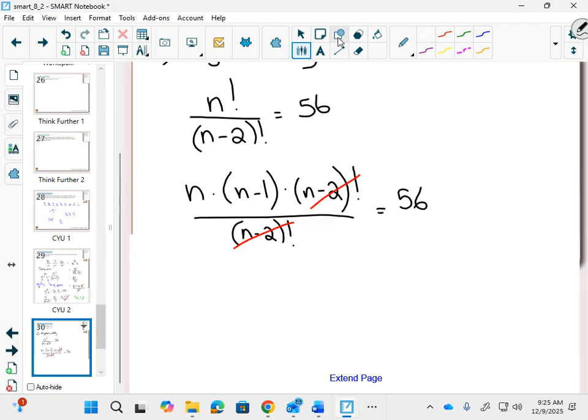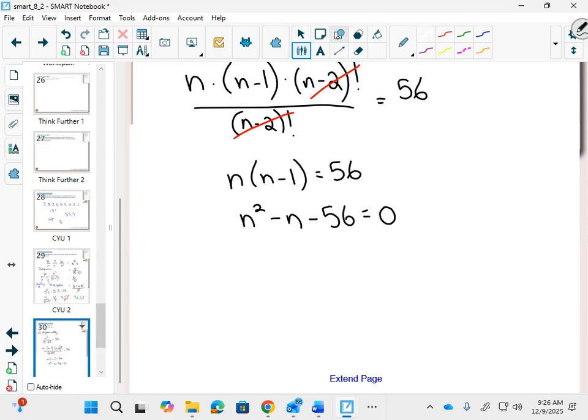So now I have n times n minus 1 is equal to 56, and you need to recognize this is a quadratic equation. If I multiply this out, I would have n squared minus n. How do I solve quadratic equations? I make one side equal to 0, and then I either factor or use the quadratic formula. Nice thing about permutations, if we get an answer for n, it should be a nice number. So you're not going to need the quadratic formula unless you completely forget how to factor, which could happen.